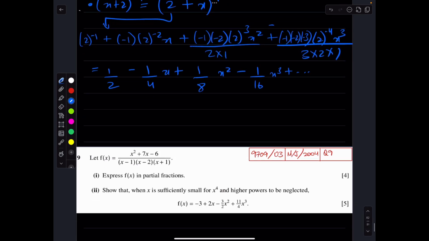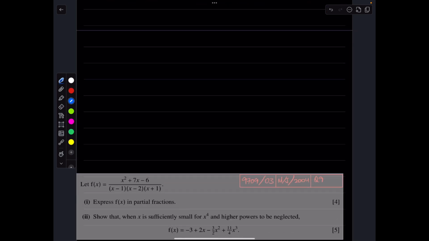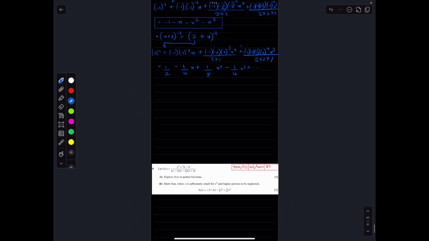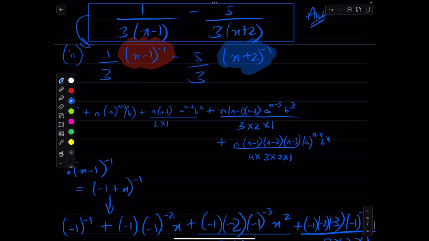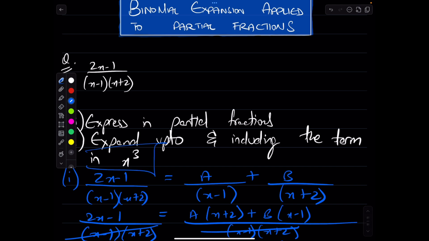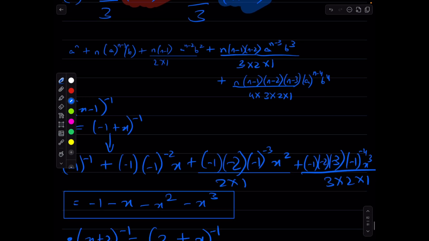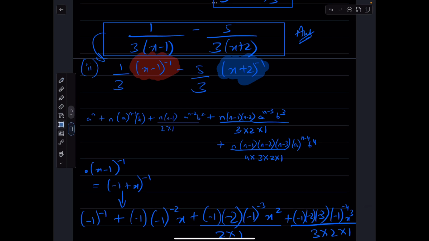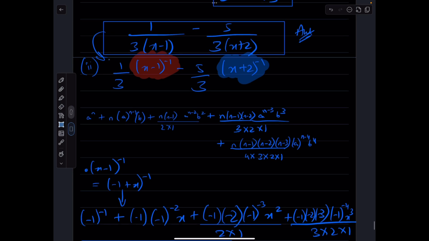So just a second, I'll move this down. And finally, we'll come back to the question. When you are asked to expand to x cube, you are asked to expand the partial fraction, not only the separate bracket. So I'll come back to this part. Just a second, and I'll copy this down.